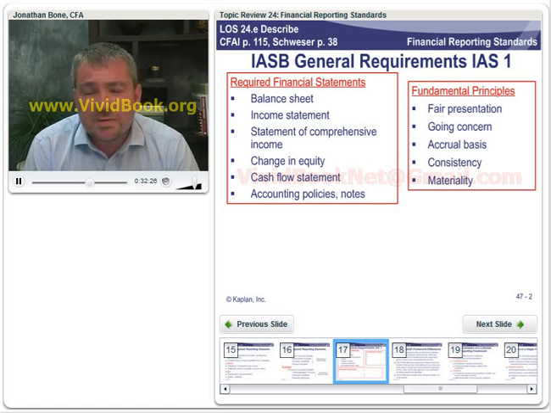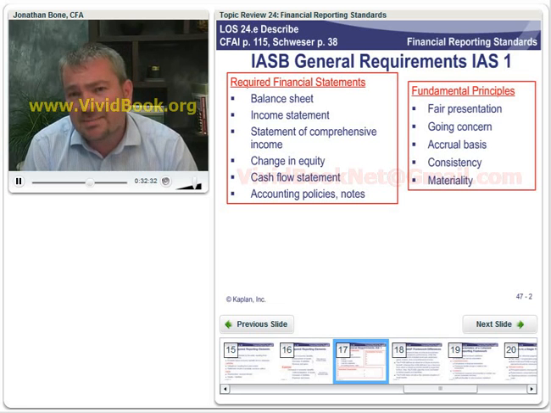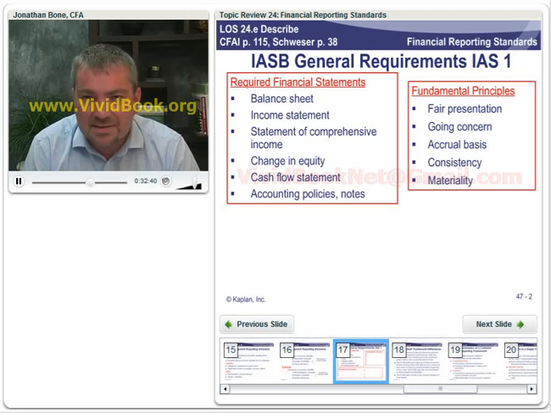Consistency is really saying we need to prepare the accounts consistently year on year. In other words, once you choose your accounting policies, we're going to make it very difficult for you to change them. In fact, if you do change your accounting policies, we're going to force you to go back to prior years and restate those as if those accounting policies were in effect in that year as well.